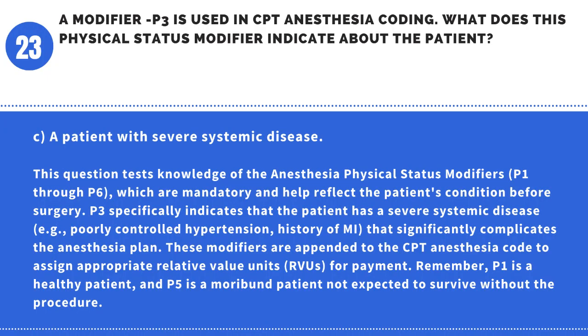This question tests knowledge of the anesthesia physical status modifiers P1 through P6, which are mandatory and help reflect the patient's condition before surgery. P3 specifically indicates that the patient has a severe systemic disease, e.g., poorly controlled hypertension, history of MI, that significantly complicates the anesthesia plan. These modifiers are appended to the CPT anesthesia code to assign appropriate relative value units, RVUs, for payment. Remember, P1 is a healthy patient, and P5 is a moribund patient not expected to survive without the procedure.